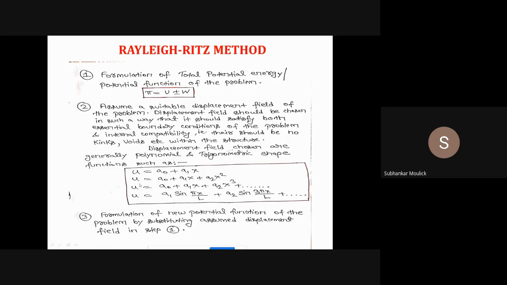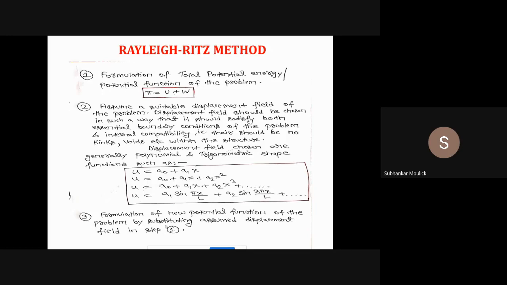Say you have taken the second order approximation, that is u equal to a0 plus a1x plus a2x square. You have essential boundary conditions. With the help of essential boundary conditions, say you have found the value of a0. Then the new assumed displacement field will be u equal to that particular value of a0 plus a1x plus a2x square. Then you put this value of u in the first step and you will get the modified form of your potential function.